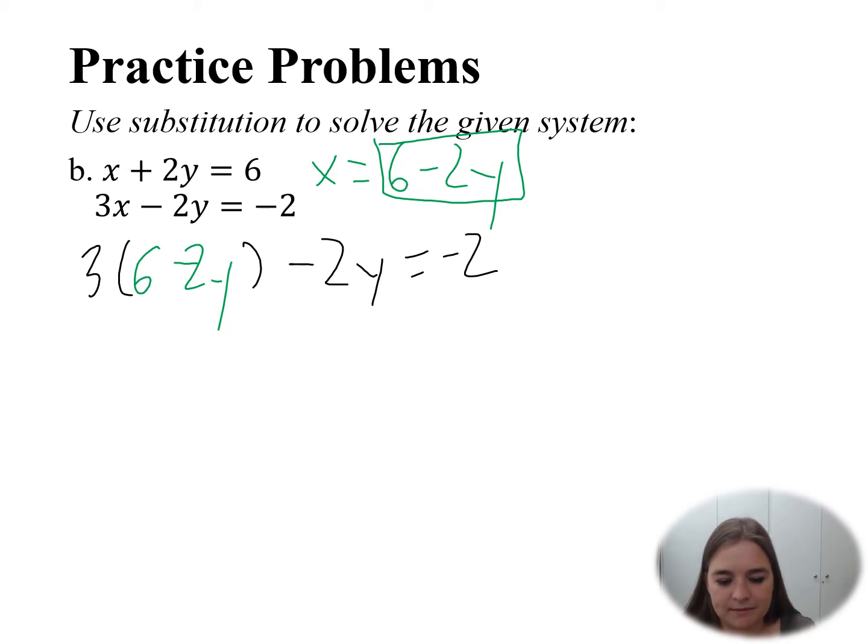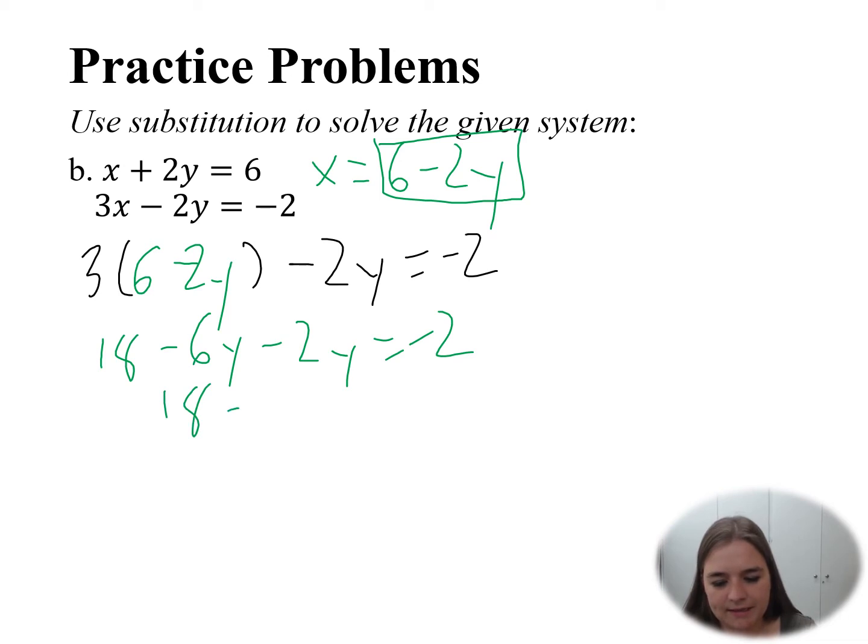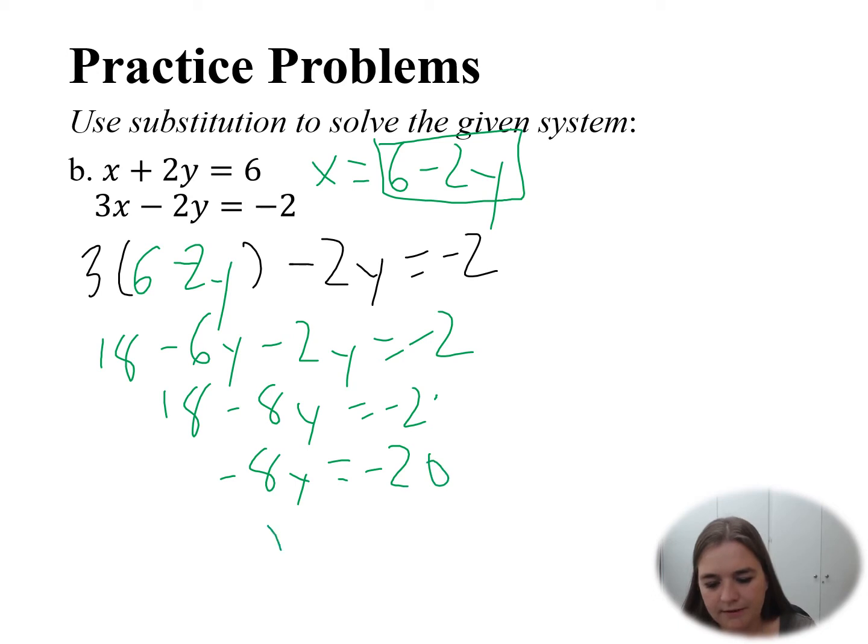So I get 3 times 6 is 18, minus 3 times 2y, which is 6y, minus 2y equals a negative 2. I can combine my like terms and I get 18 minus 8y equals a negative 2. Take away 18 from both sides and I get negative 8y is equal to a negative 20. If I divide both sides by negative 8, well, a negative divided by a negative is going to be a positive, and 20 divided by 8 is 2.5.